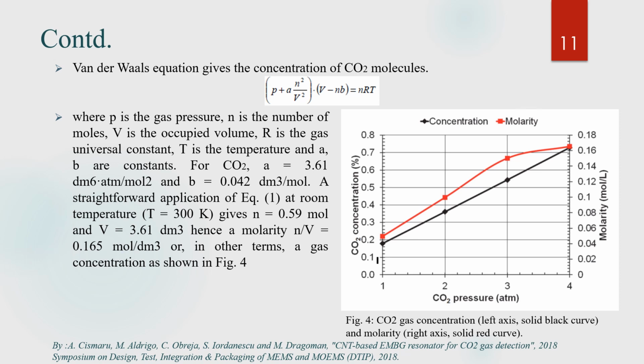The concentration of carbon dioxide molecules in terms of number of moles can be calculated by applying the well-known van der Waals equation, wherein P is the pressure of the gas, n is the number of moles, V is the occupied volume, R is the universal gas constant, T is the temperature, and a and b are constants. By applying all these values directly in the equation, we can calculate the values of concentration and molarity.